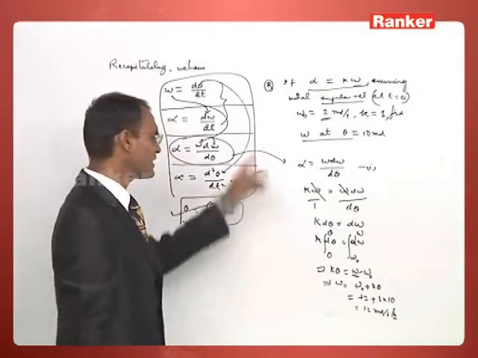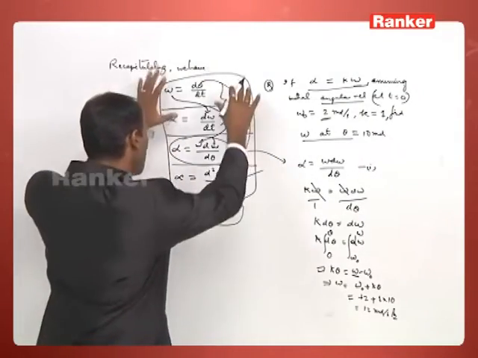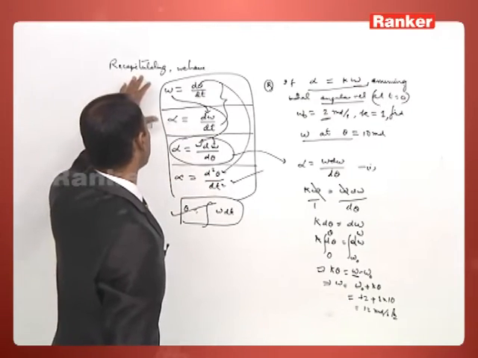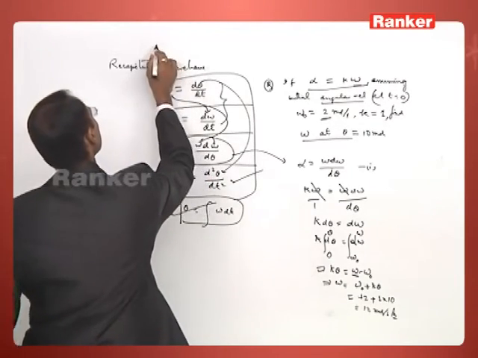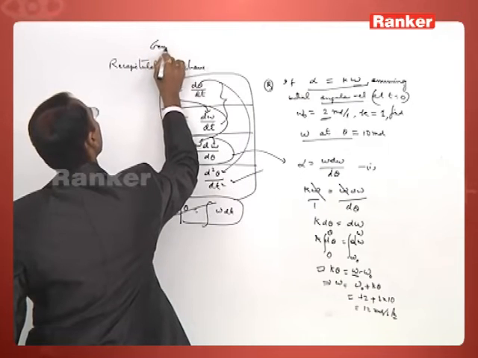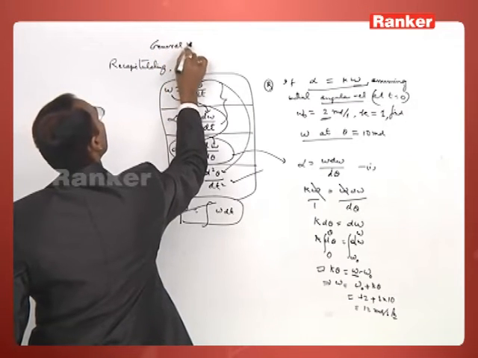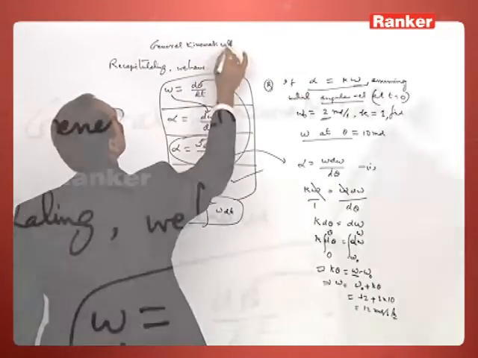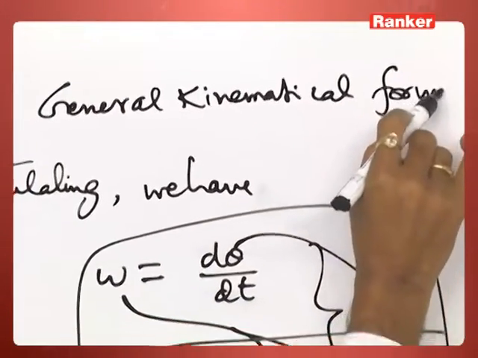So, these are the basic examples to just brush up all these formulae we deduced. These are called general kinematical formulae.